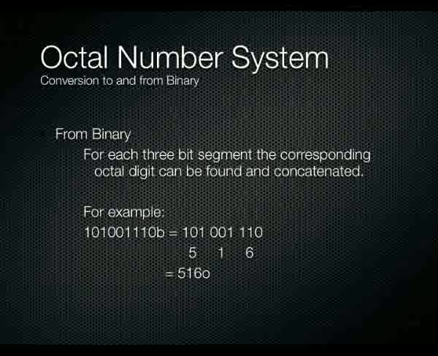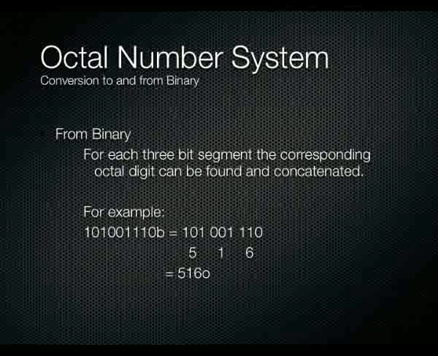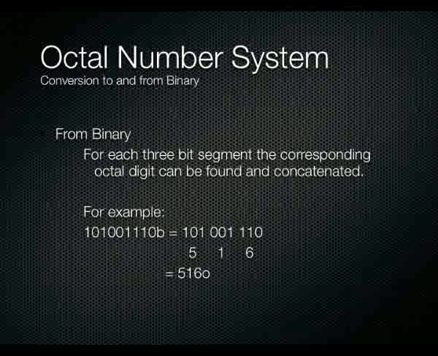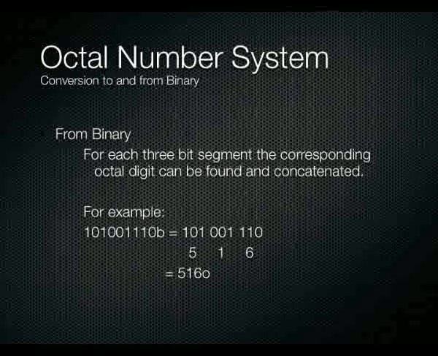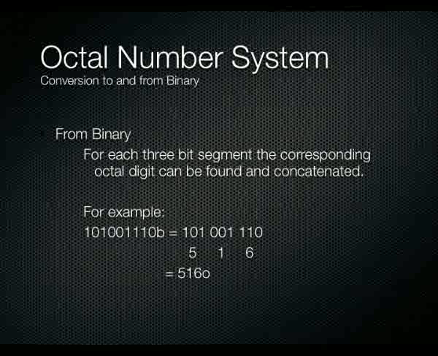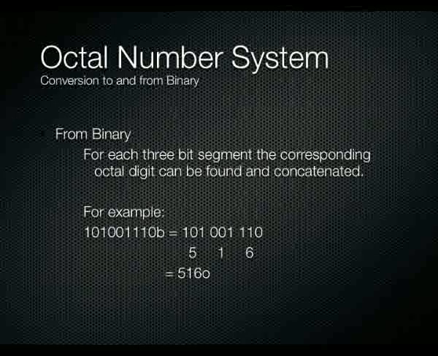For example, we've got 1 0 1 0 0 1 1 1 0 in binary. We split that into 3-bit chunks. Starting from the least significant binary digit, we've got 0 1 1, and we know that's 6, so we write down 6. We then work on the next three, 1 0 0, which is the decimal equivalent of 4. Then the last three binary digits are 1 0 1, and we know that's 5. So we join those digits together to make our octal number, which in this case is 516 octal.